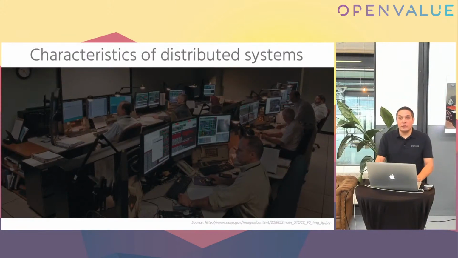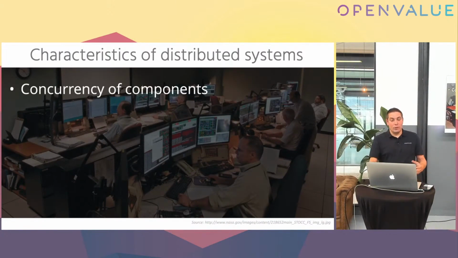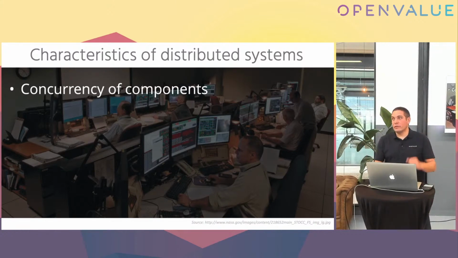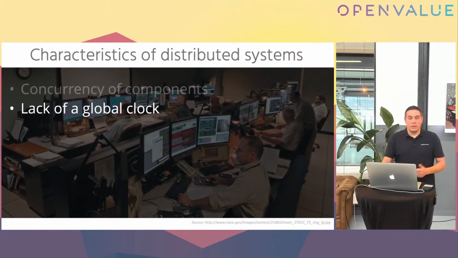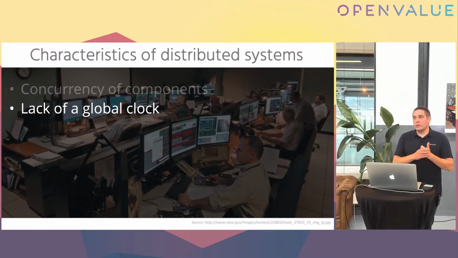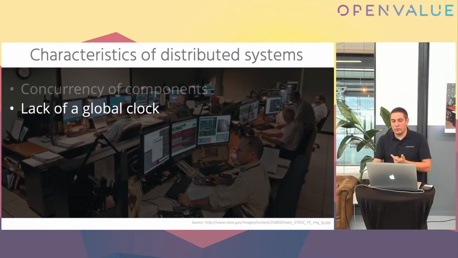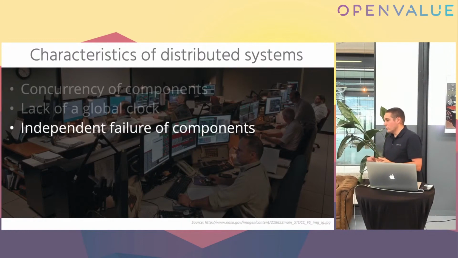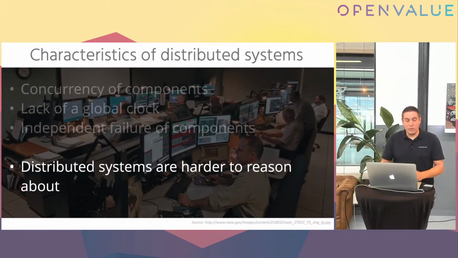So what are characteristics of distributed systems? Well, you have multiple components running concurrently, and things can go wrong in different places at the same time. There's no global clock, which means that it's hard to time things or to synchronize on time. And components can fail independently of each other. So you might as well have a system where you have 1,000 components where most of them are running all right, but some of them are broken beyond repair. And as a result, these types of systems are harder to reason about.